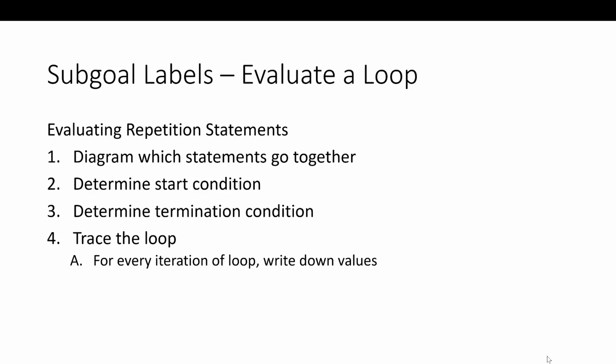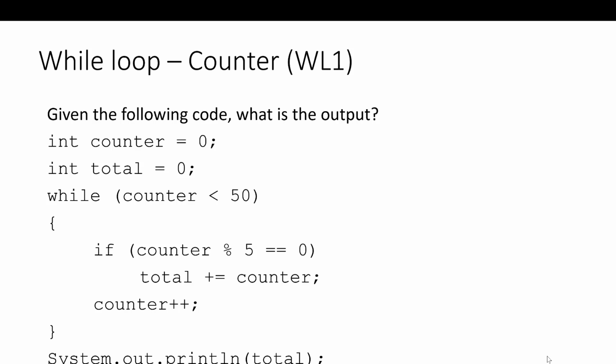This is the while loop counter worked example. The sub-goals for evaluating a loop are: first, diagram which statements go together, then determine what the start condition of the loop is, determine the termination condition of the loop, then trace the loop. For every iteration of the loop, write down the values.